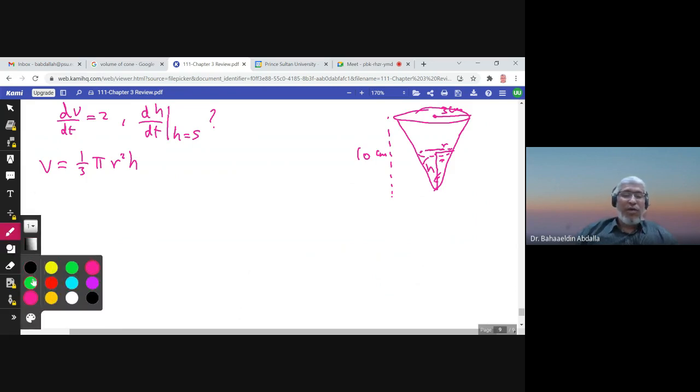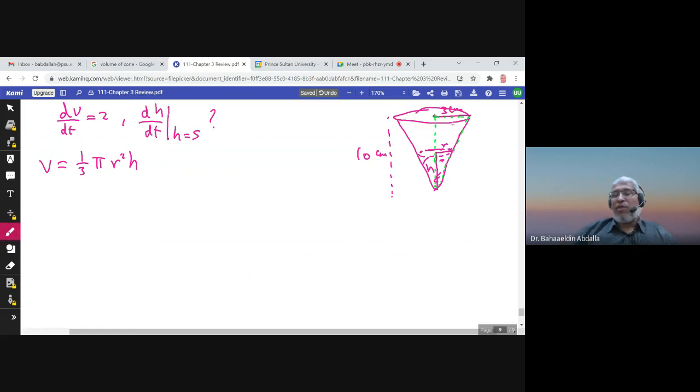Now I need to compare these two triangles, the green one and the purple one. These two triangles are similar triangles. So the radius here over the radius here is equal to the height of the green triangle, which is 10, over h. I need to write r in terms of h. So 10r would be 3h, or r is 3 over 10 times h.